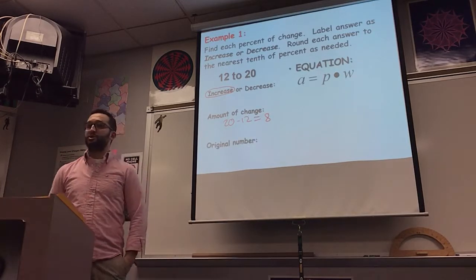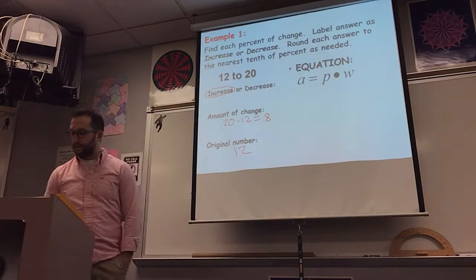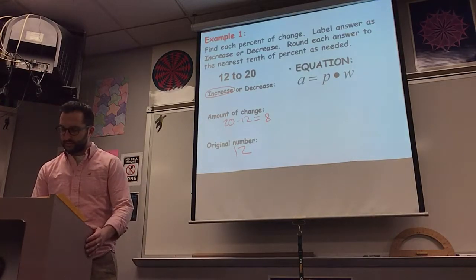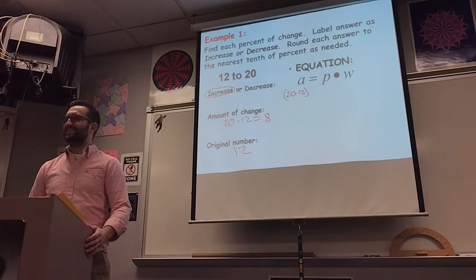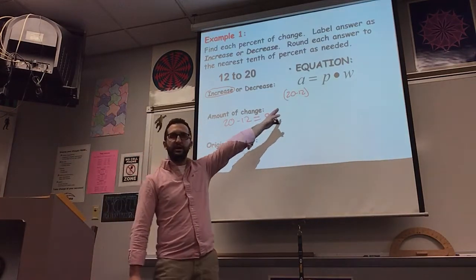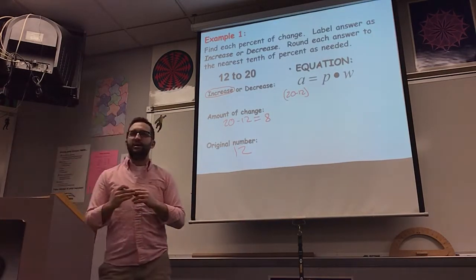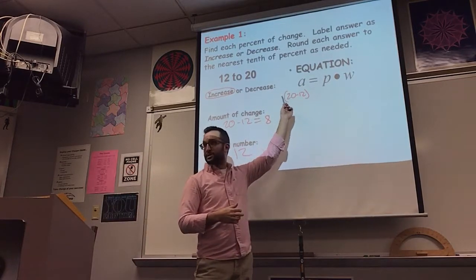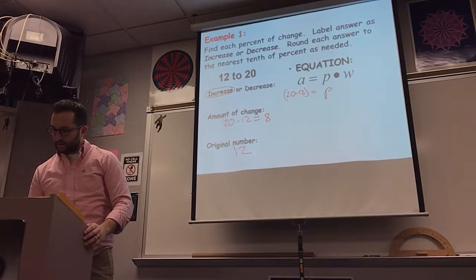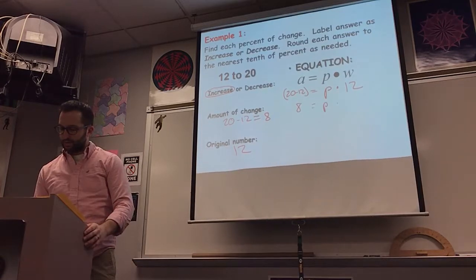What was the original number? What was the starting number? 12. Now we have enough information to plug into our equation. A is the amount of change. So to be honest with you, whenever I plug in for A, you don't have to. You guys did the work on the side, you can plug in 8, but I usually plug in the amount of change, the subtraction problem, because I want to make sure I know what I'm doing. And then equals P, because that's what I'm looking for, times 12. So this becomes 8 equals P times 12.